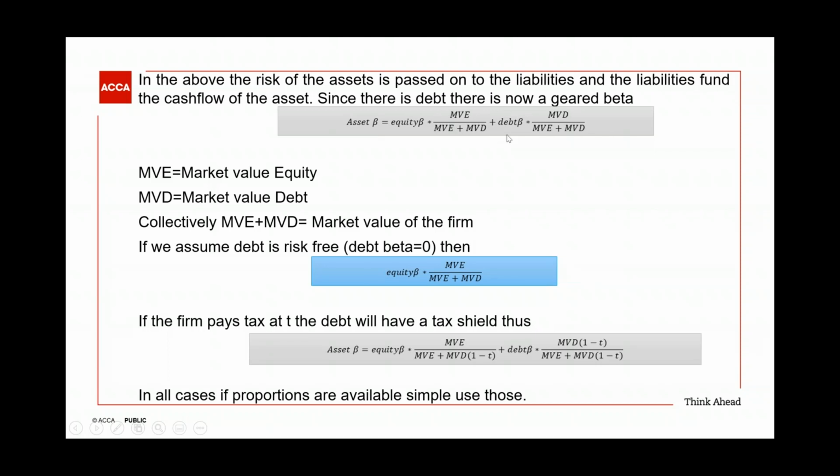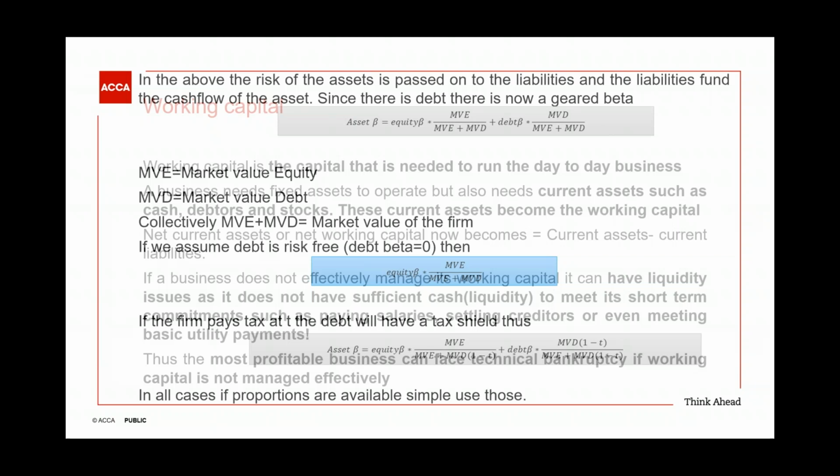It's very common for us to assume that the debt beta is zero sometimes. Debt beta is zero means the debt is risk-free, which means there is no default, which means the entire risk of the business will now be transferred to the equity holders, making the equity beta quite high now. Okay. If the debt has a tax shield, we need to adjust for the tax benefits, wherever you see the word market value of debt, you should be multiplying by 1 minus t.